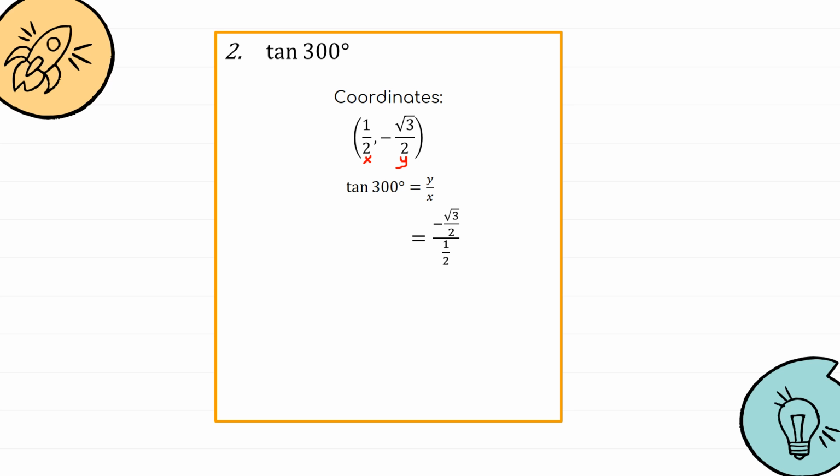And we're not yet done because this is a complex fraction. So in order to simplify it, we have to multiply negative square root of 3 over 2 by the reciprocal of 1/2. And what is the reciprocal of 1/2? That is 2 over 1. So therefore, we can now write it as negative square root of 3 over 2 multiplied by 2 over 1 instead of 1/2. Reciprocal, we just flip the numerator and denominator. Okay? And so simplifying this further, we have negative square root of 3.